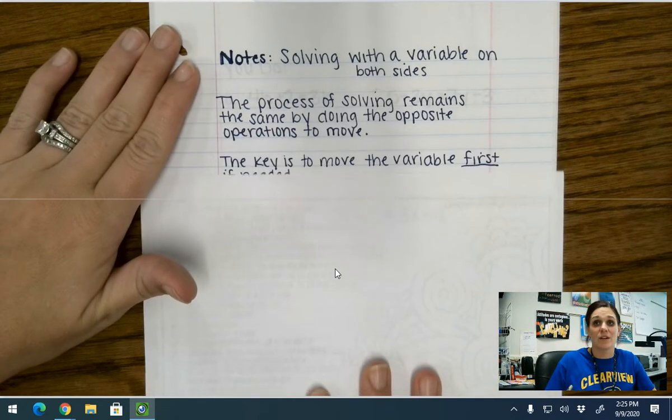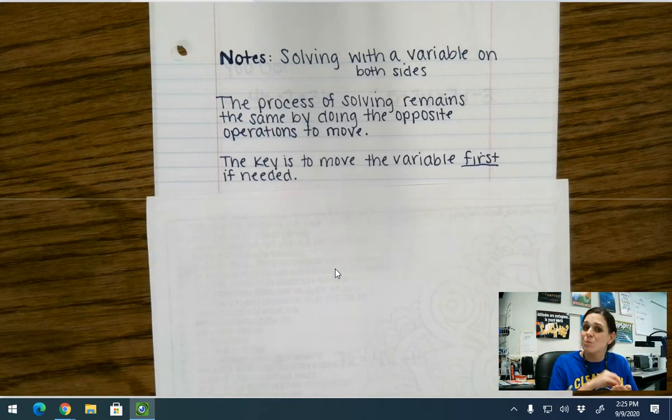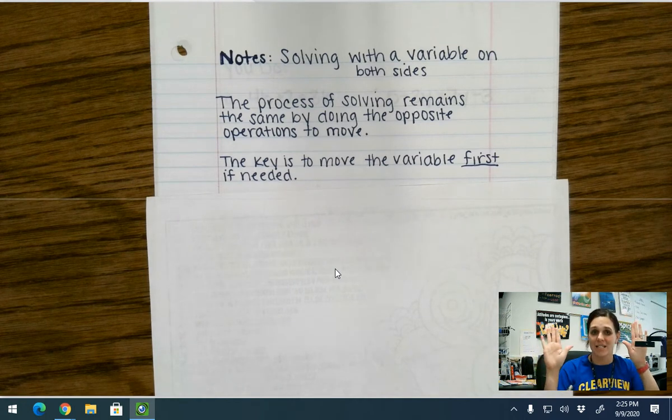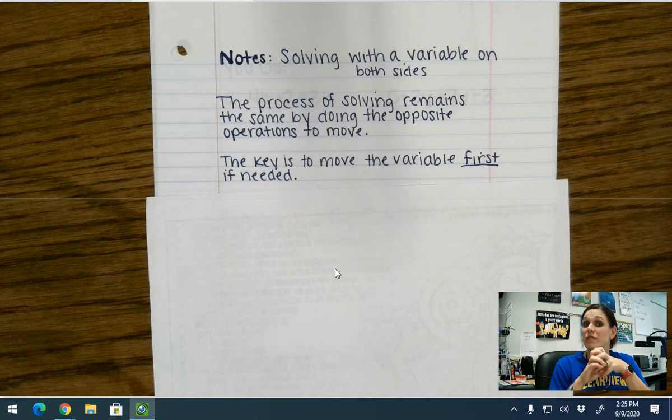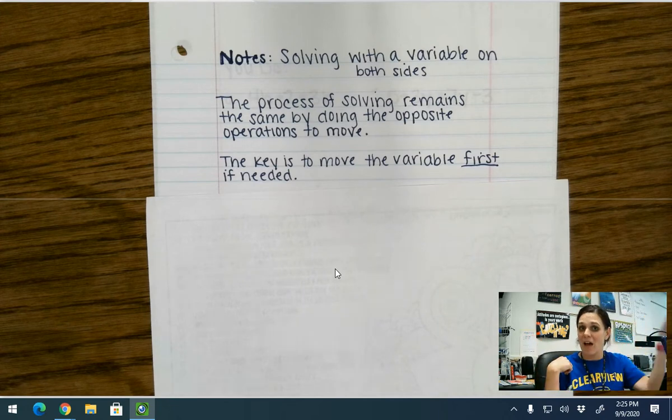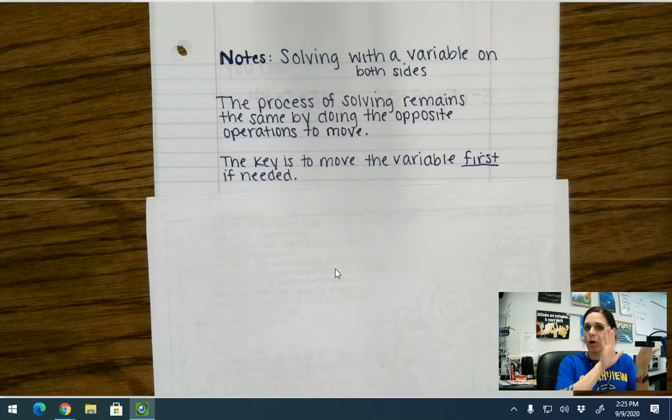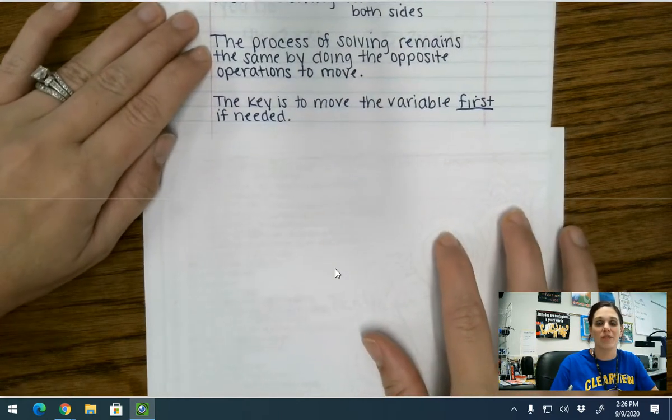The key difference here, though, is that I have to move that variable first. I'm going to have a variable on both sides of the teeter-totter. So because they are the same thing, I actually have to move them together to actually make the process work. I can't have apples on one side of the equation and apples on the other side of the equation and balance it out. So we have to get them all to that one side, combine them, and then solve. All right, so let's take a look at what this is going to look like.